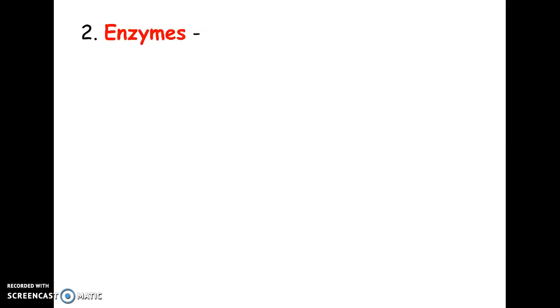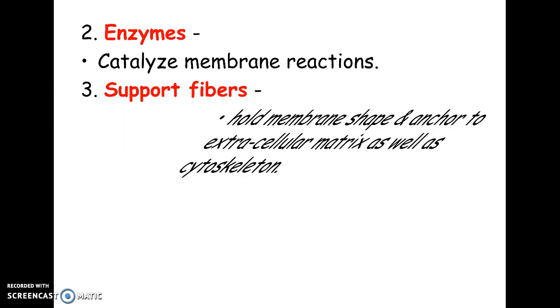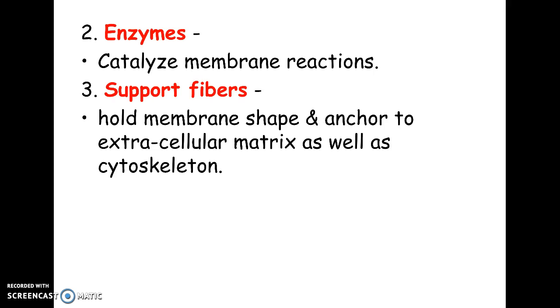Second function, enzymes. Enzymes just speed up reactions. It's actually what our next chapter is going to be about. So some reactions happen right there on the surface of the membrane, and those would be catalyzed or sped up by enzymes. The third is support fibers. Those would be all of the junctions, like we talked about in the last chapter, gap junctions, desmosomes, tight junctions, and also the proteins that anchor to the cytoskeleton on the inside or the extracellular matrix on the outside. So they give the cell its shape and hold it in place.